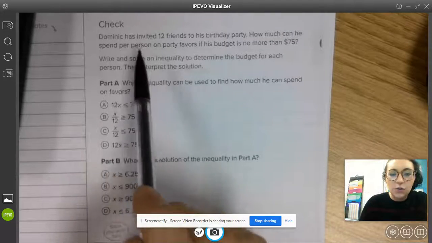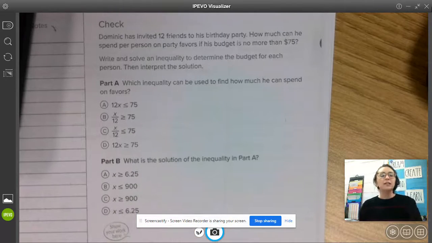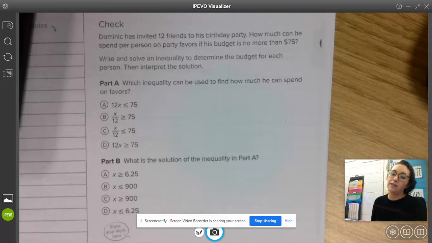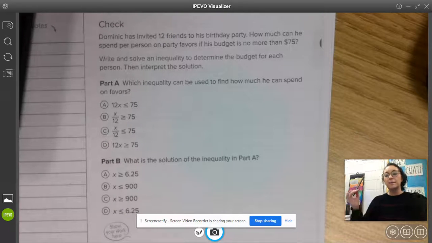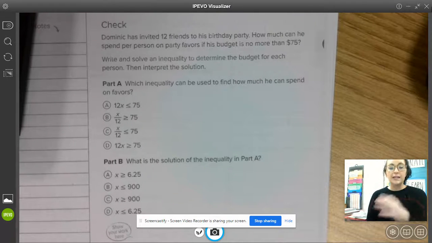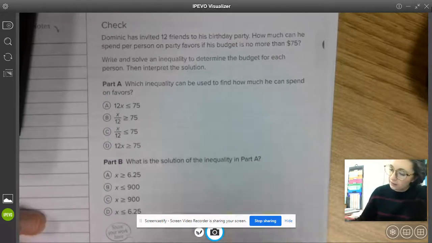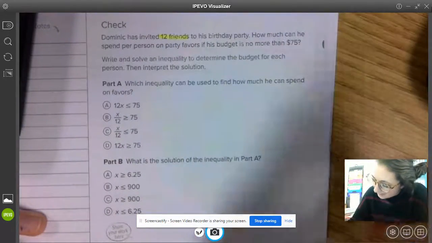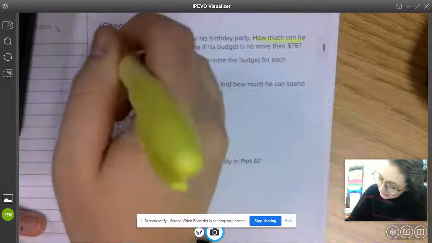Dominic has invited 12 friends to his birthday party. How much can he spend per person on party favors if his budget is no more than $75? Okay, so Dominic's got people coming to his house. He wants to buy them a party favor, something to give them. He's got to figure out how much money he can spend on each person. Okay, so important stuff. 12 friends. How much can he spend?